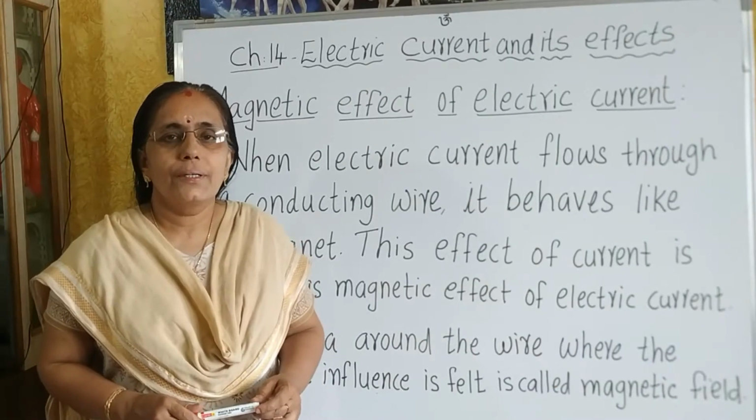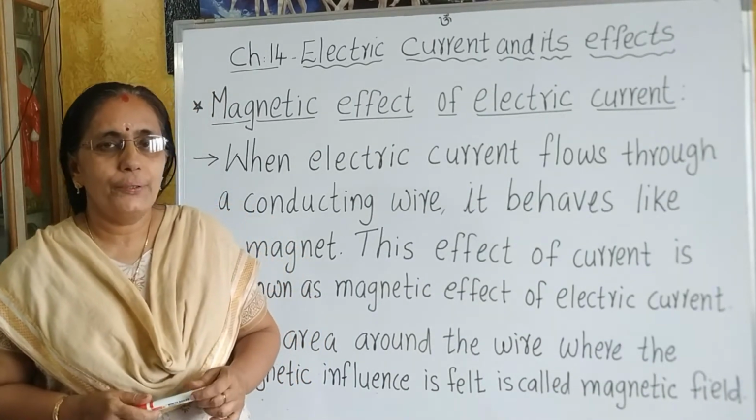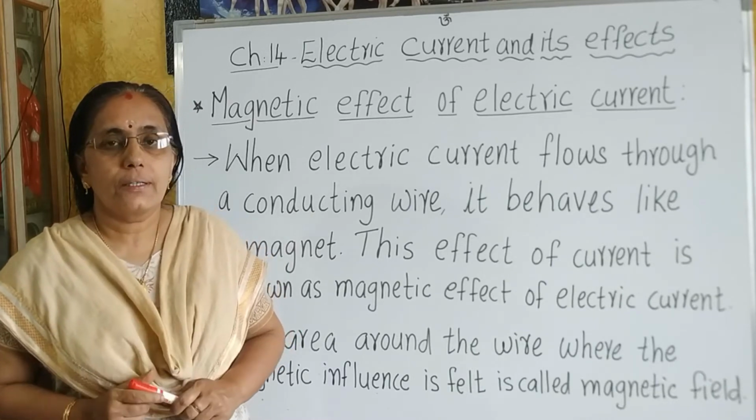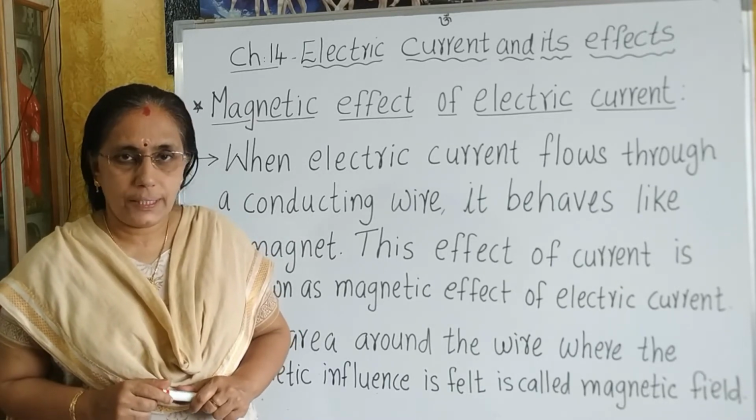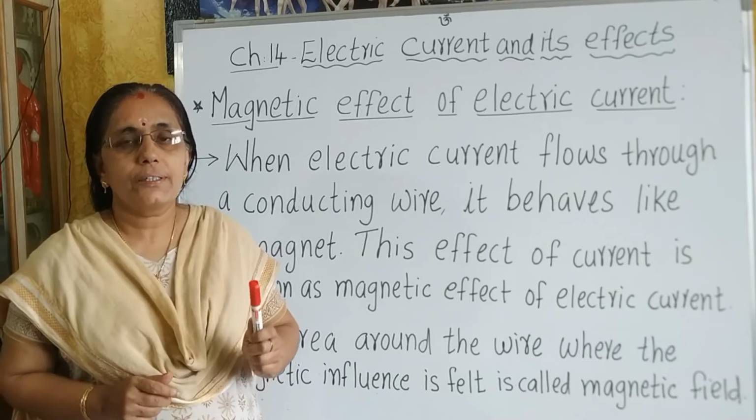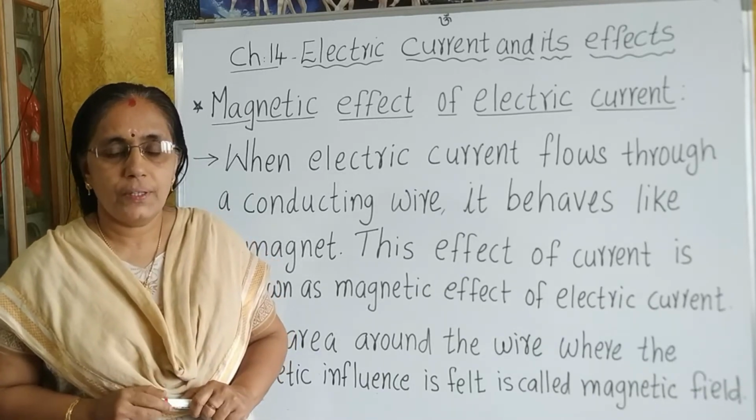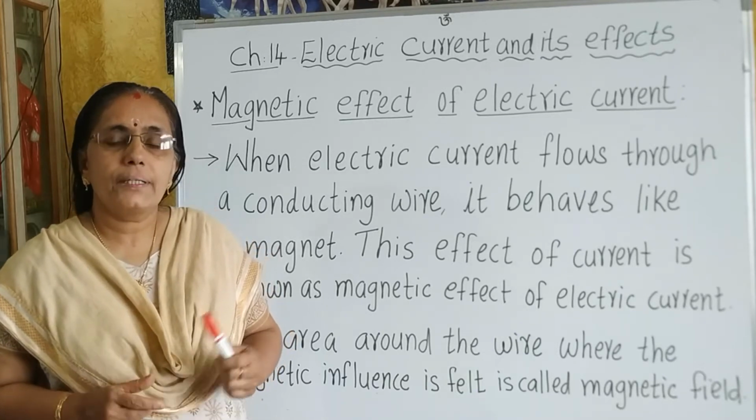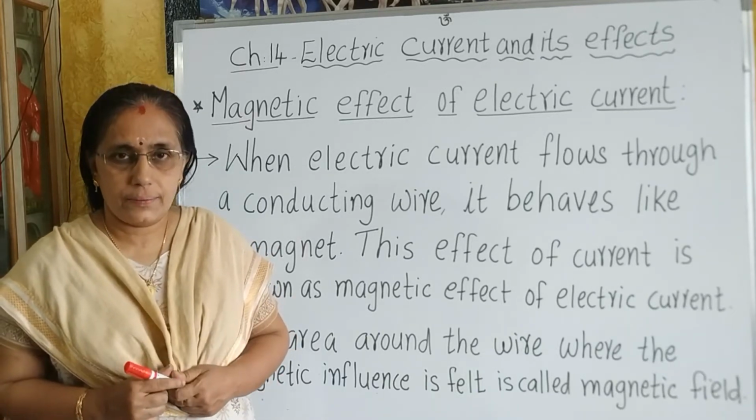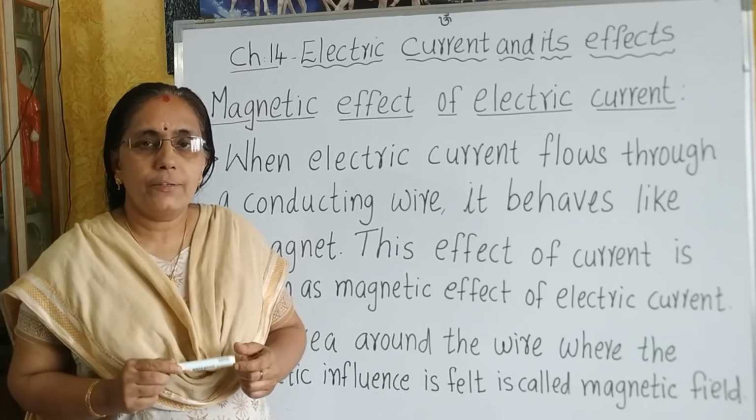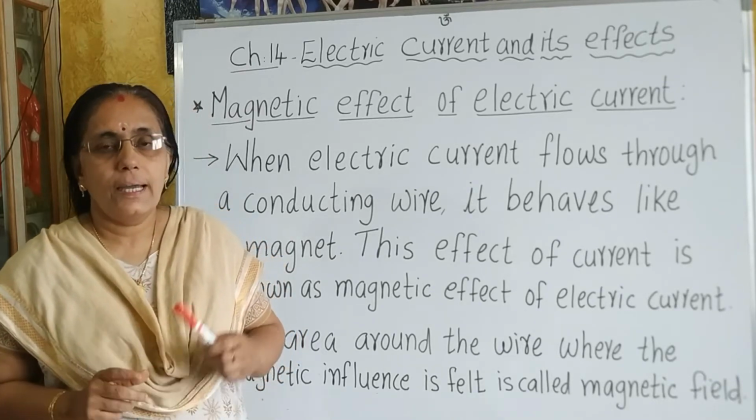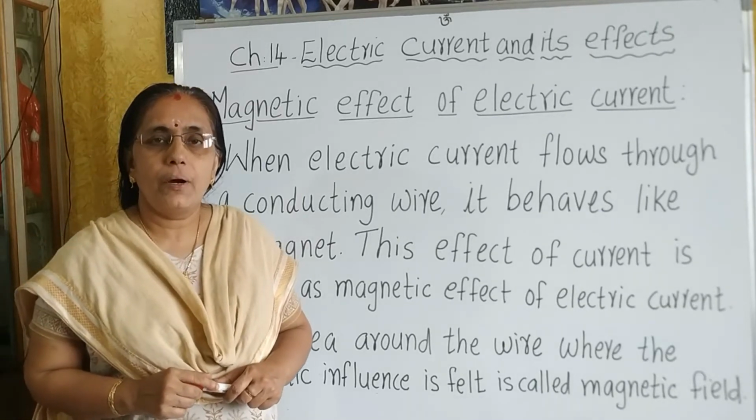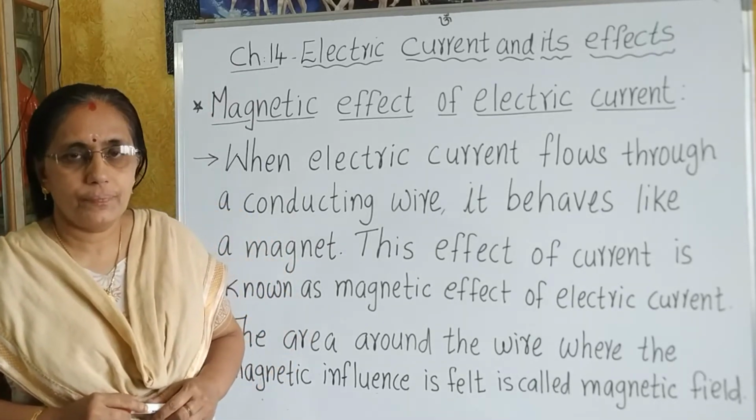So students, do you remember in the earlier video, I told you that we are going to study two effects of electric current in this chapter. That is magnetic effect and heating effect. Electric current has got another effect called chemical effect, but that you will learn in the higher classes. Now you are familiar with what is heating effect and what are its applications. So today we will study about magnetic effect.